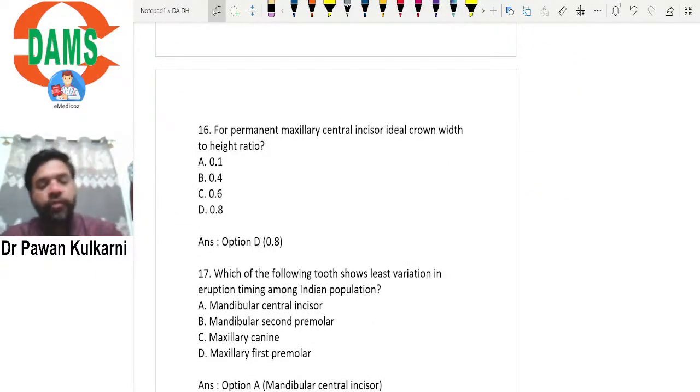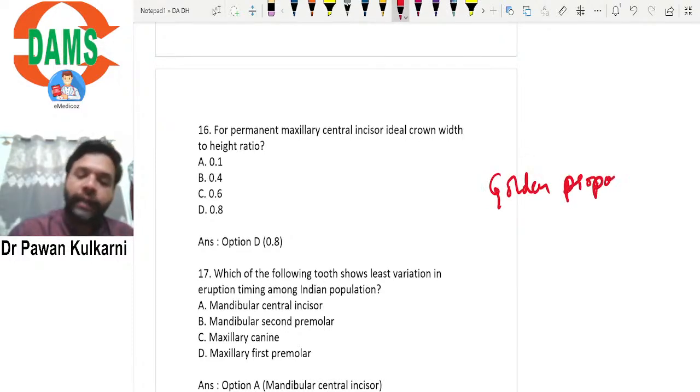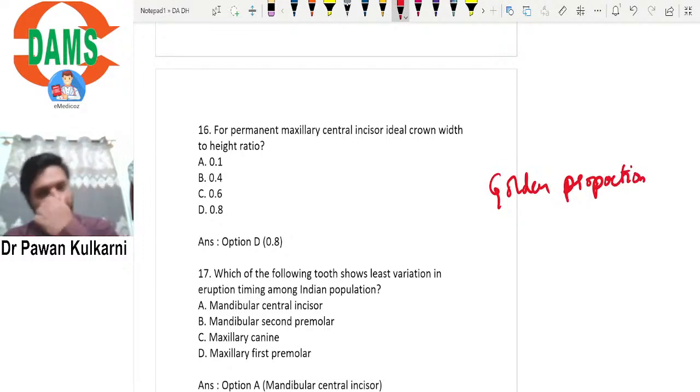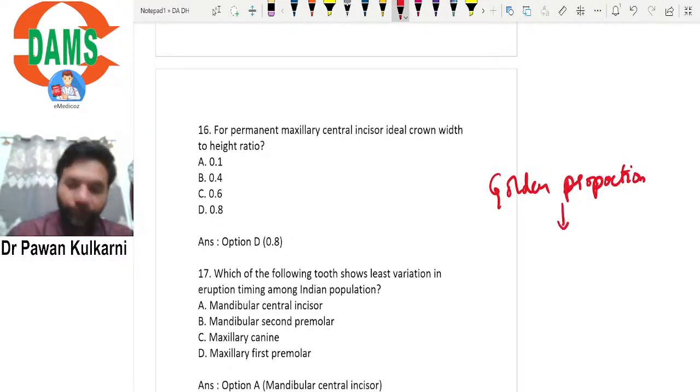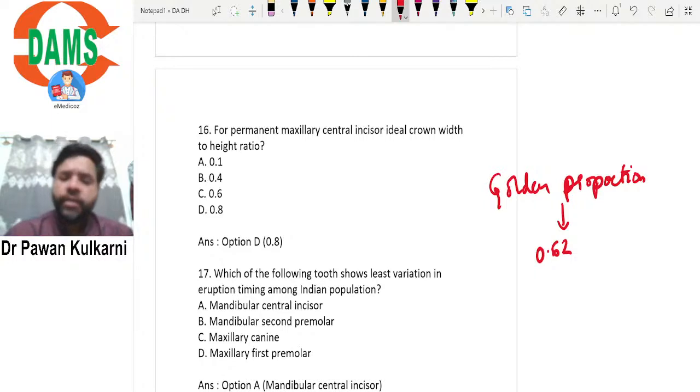Let us move to the 16th question. For permanent maxillary central incisor, ideal crown width to height ratio. Okay, this is more of a prostho question. All of us know in the prostho there is something called as golden proportion. Golden proportion, right? So this golden proportion is usually 0.62. That is the width to height ratio. It will be 0.62 or 62%.